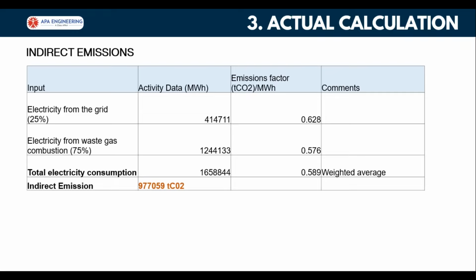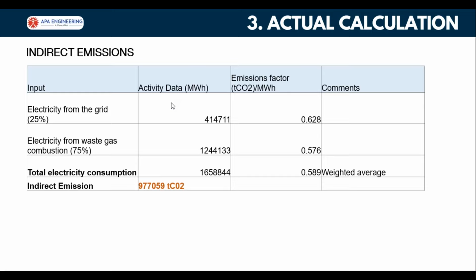For indirect emissions, it's all about electricity, and there are various sources from where you may procure electricity. For here we see in the example they have gotten 25% from the grid, and the electricity has also been produced from waste gases. So what was the activity data in megawatt hours? You will have that data, and you have the electricity from grid. You will have a default emission factor. You can use that, or else if you're going to purchase it from somebody, they can also give you the right emission factor.